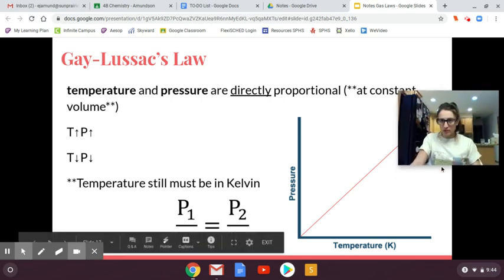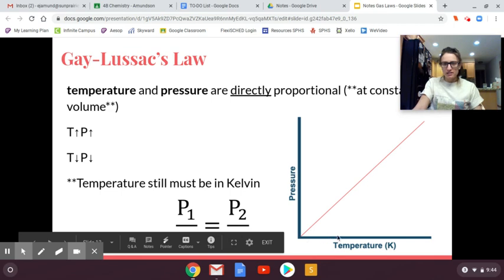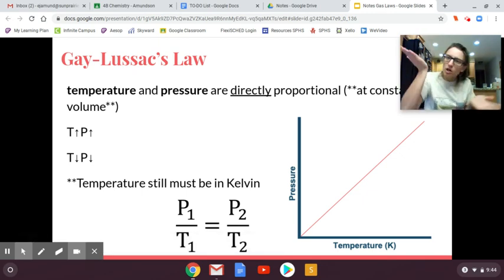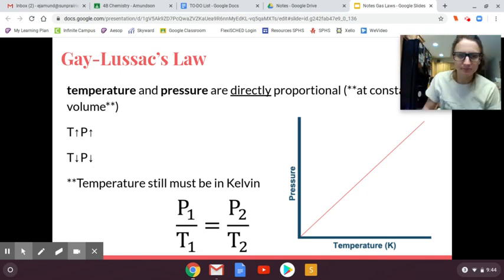And your graph should have looked pretty similar to this one right here. As the temperature increases, the pressure increases. So temperature and pressure also have a directly proportional relationship. If one goes up, the other goes up. If one goes down, the other goes down. They move up and down together, okay?